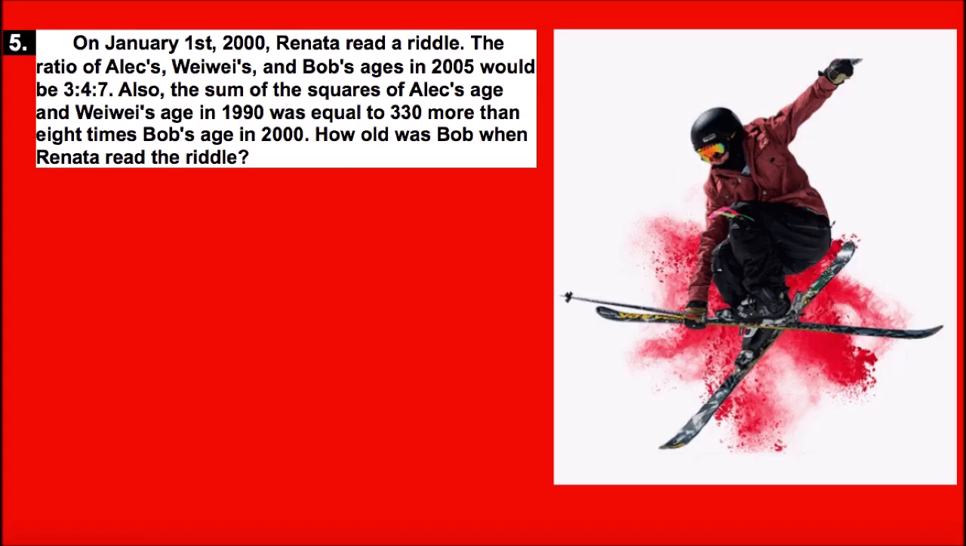On January 1st, 2000, Renata read a riddle. The ratio of Alex, Weiwei's, and Bob's ages in 2005 would be 3 to 4 to 7. Also, the sum of the squares of Alex's age and Weiwei's age in 1990 was equal to 330 more than 8 times Bob's age in 2000. How old was Bob when Renata read the riddle?